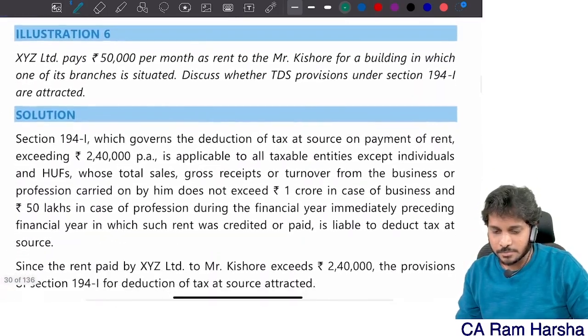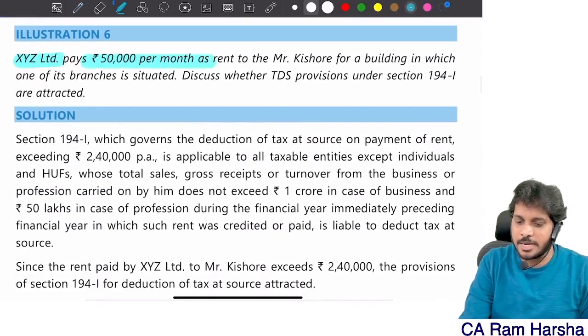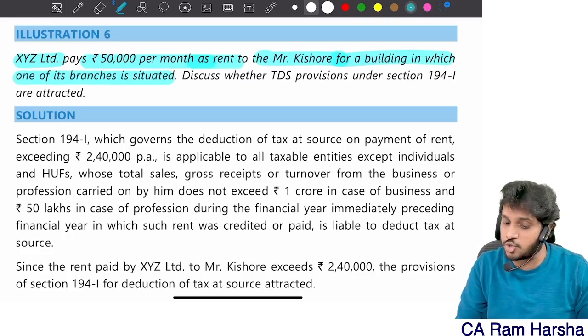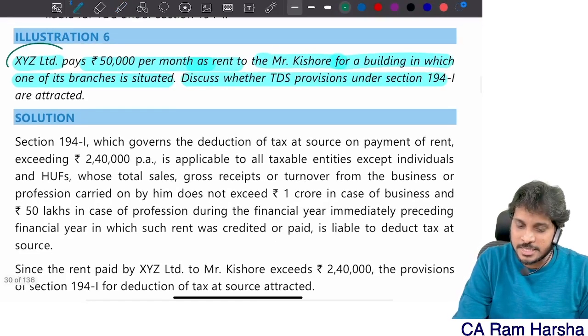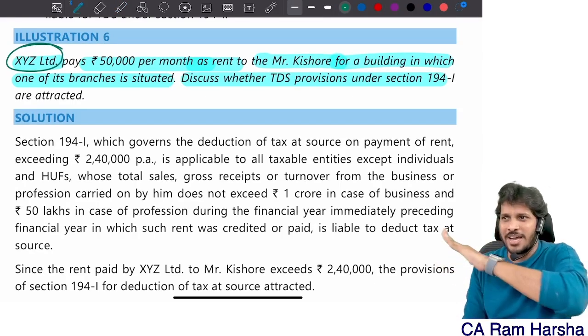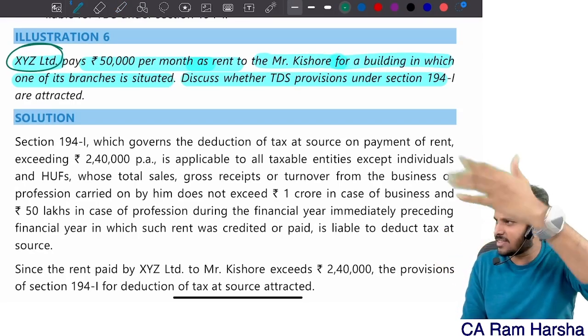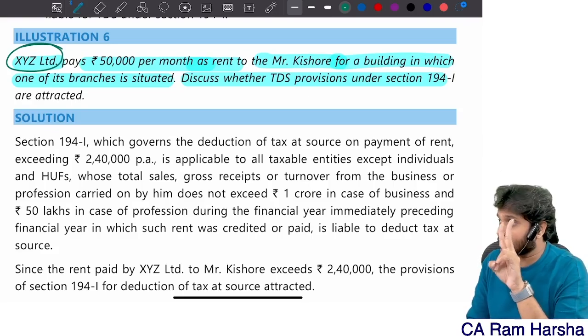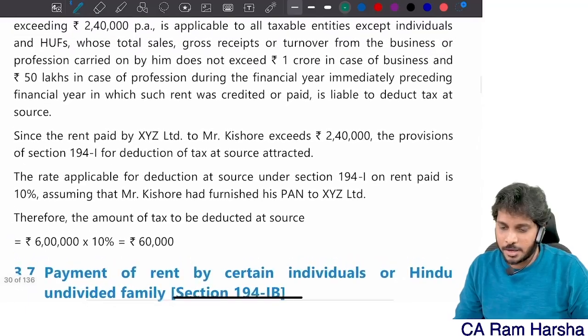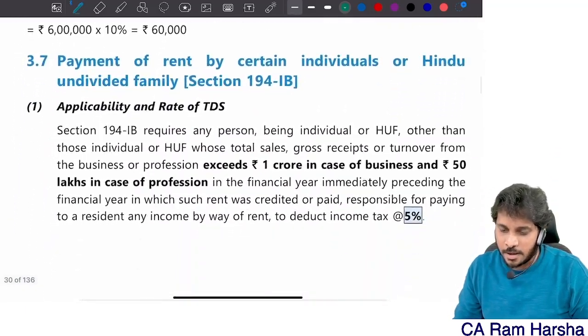Next. Very simple. XYZ Limited pays 50,000 per month as rent to Kishore for a building in which one of its branches is situated. Discuss TDS provision. This is a company, not an individual or HUF. For every payer, no exemption under 194I. Straight away they have to deduct TDS if at all annual amount exceeds 2,40,000. So 6 lakhs multiplied by 10%, how much it is? 60,000 TDS is applicable. That's it. You're clear, right? Next.